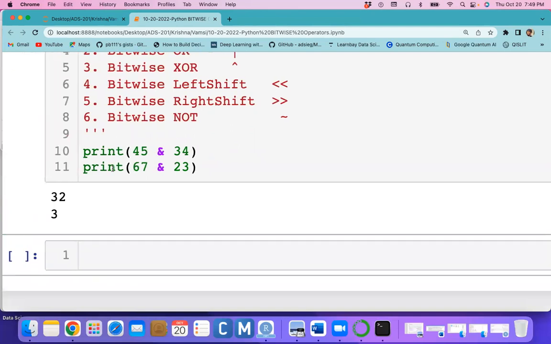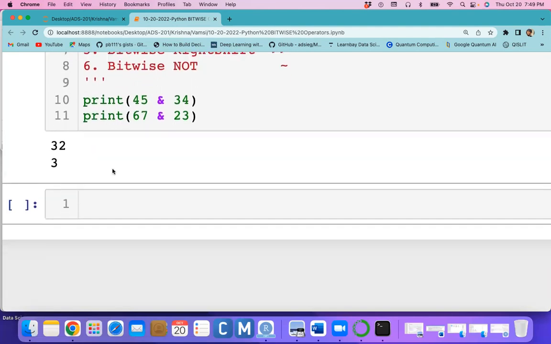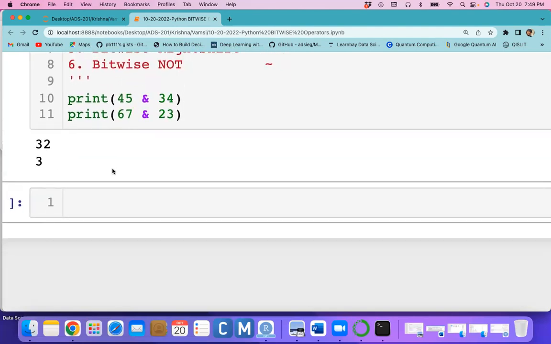Usually the logical AND operator means either we are getting input 1 or input 2, right? But the bitwise operator is not like that, don't confuse yourself. Bitwise AND is different, logical AND is different. Bitwise AND is working on the bits, logical AND is working on the number or input directly. So let's look at this particular example.